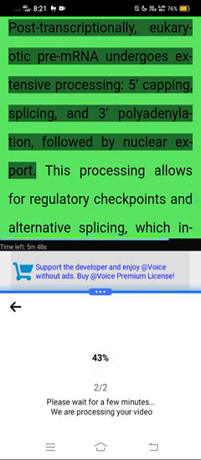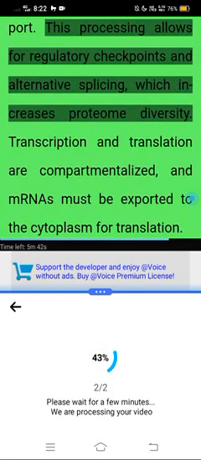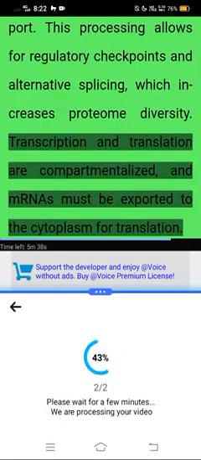Post-transcriptionally, eukaryotic pre-mRNA undergoes extensive processing: 5' capping, splicing, and 3' polyadenylation, followed by nuclear export. This processing allows for regulatory checkpoints and alternative splicing, which increases proteome diversity. Transcription and translation are compartmentalized, and mRNAs must be exported to the cytoplasm for translation.